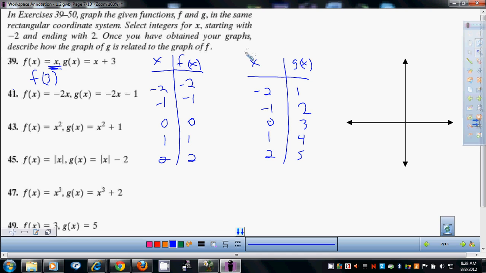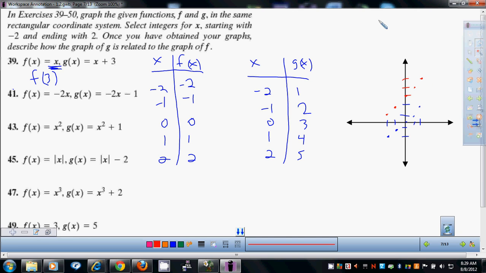All right. So, first one, -2, -2. -1, -1, 0, 0. 1, 1, 2, 2. That is my f of x. My g of x, -2, 1, -1, 2, 0, 3, 1, 4, 2, 5.